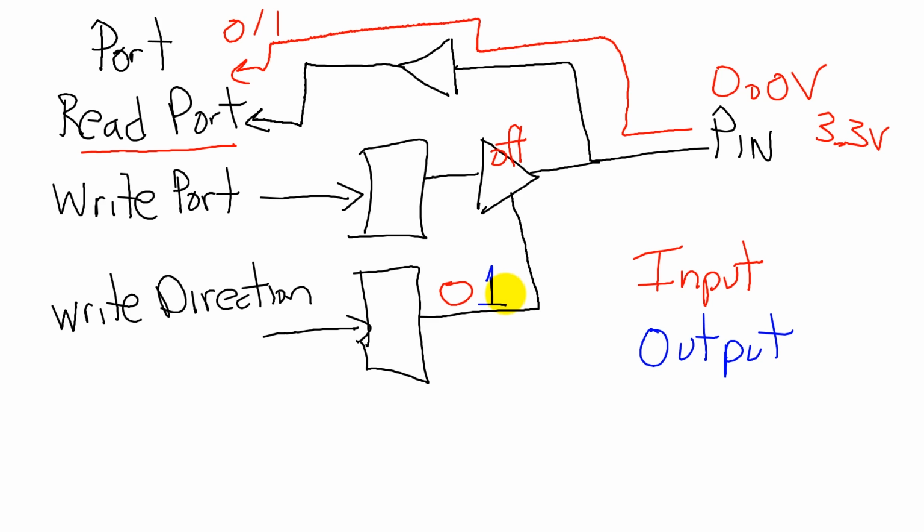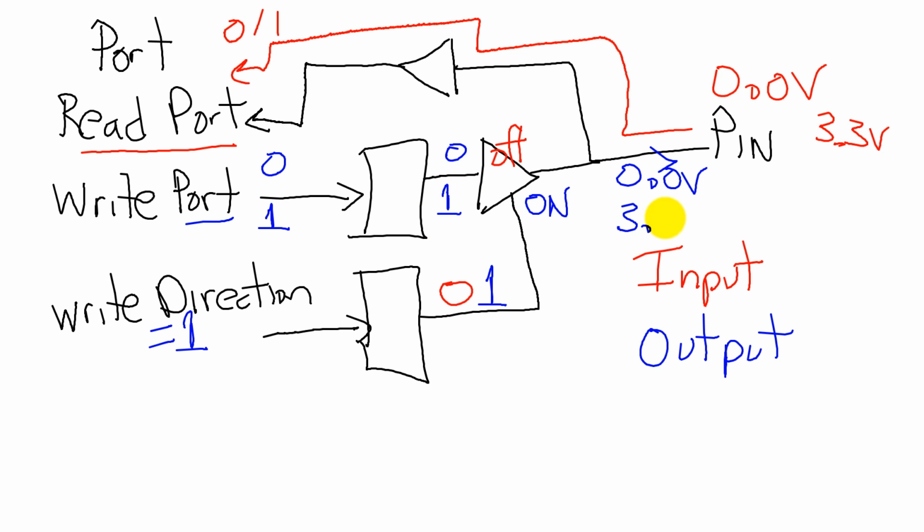Now, if this reconfigurable pin is an output, we're going to specify that by writing a 1 to the direction register. The direction register is going to be a 1, and this will turn this gate on, such that if I write a 0 to the port register, then that 0 is going to be mapped to an output 0.0 volts. And if I write a 1 to the output, that will be mapped to a 3.3 volt output.